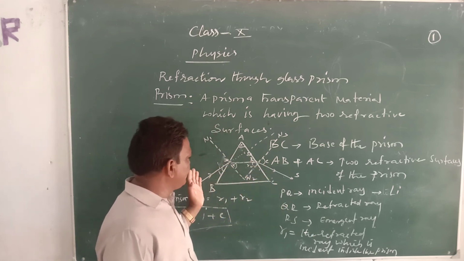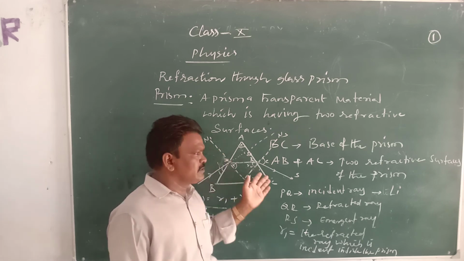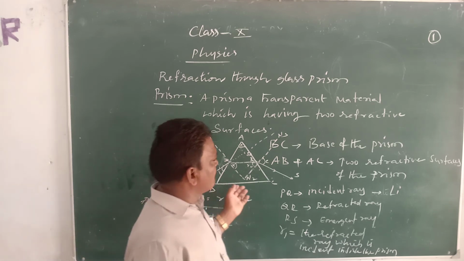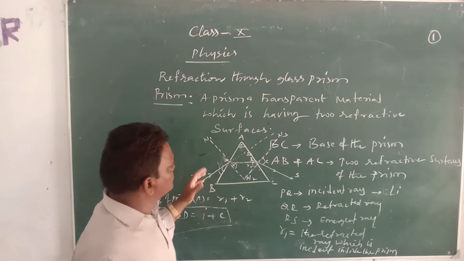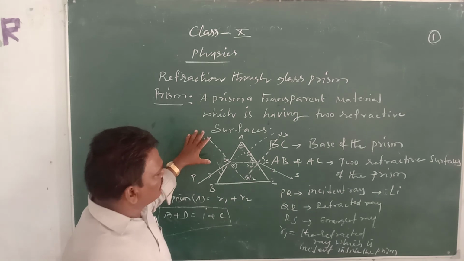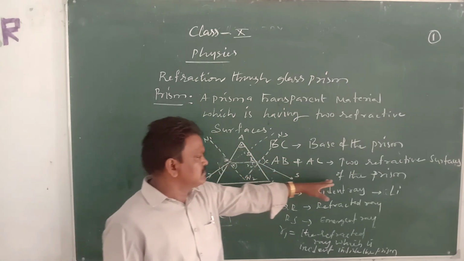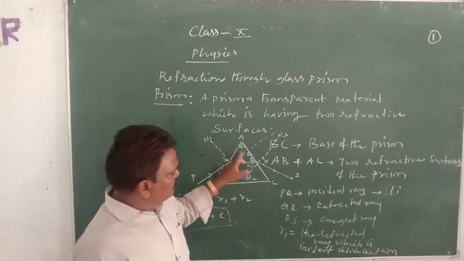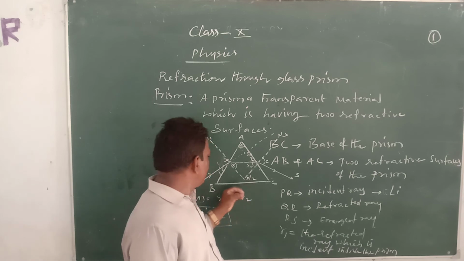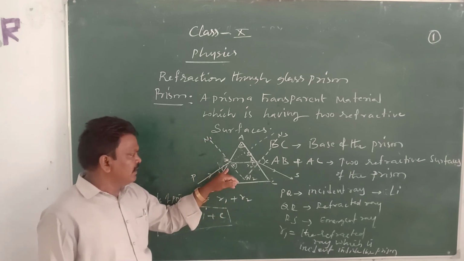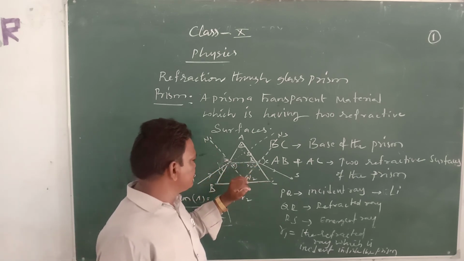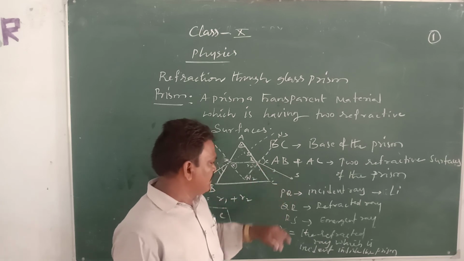That means when the light ray enters the prism and when it leaves the prism, it is refracted twice, once inside the prism and once outside. AB and AC are the two refractive surfaces of the prism. Next, PQ is the incident ray, QR is the refracted ray, and RS is the emergent ray.